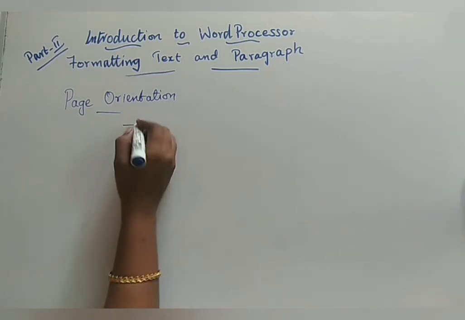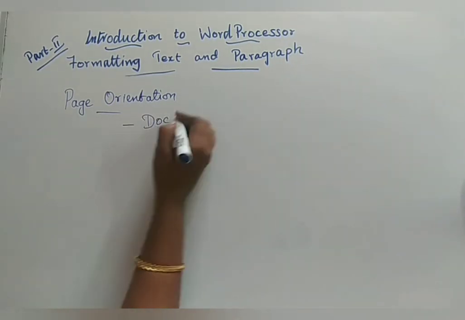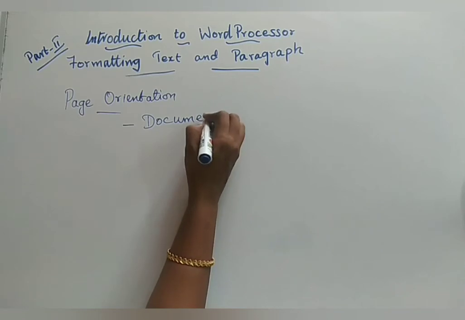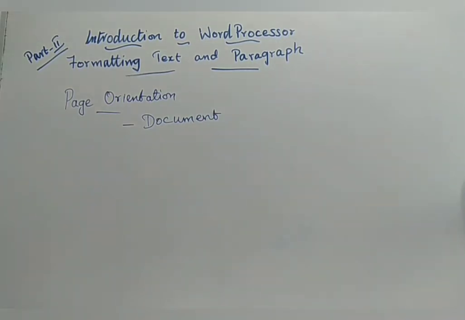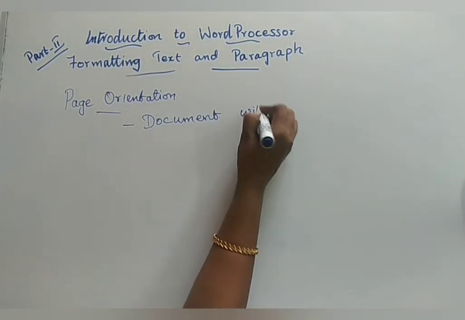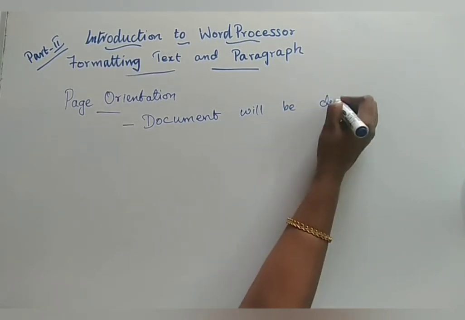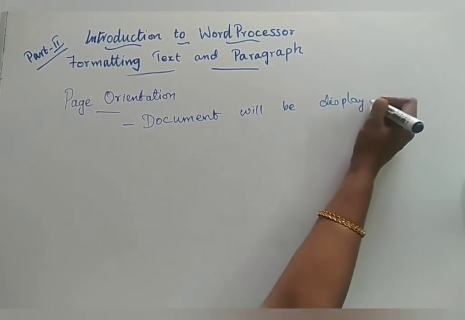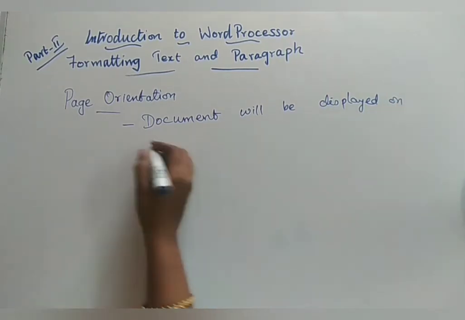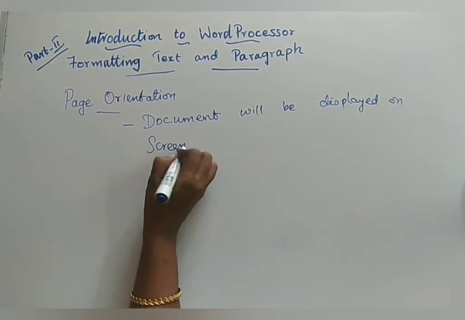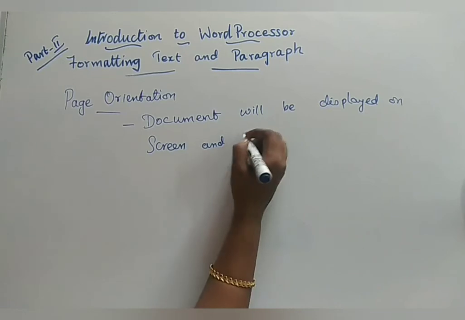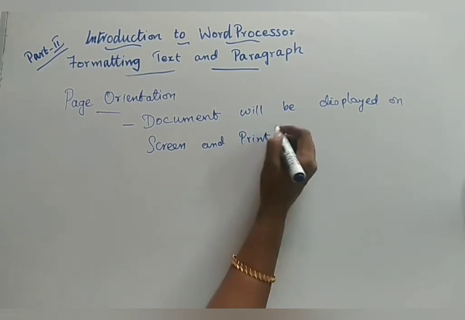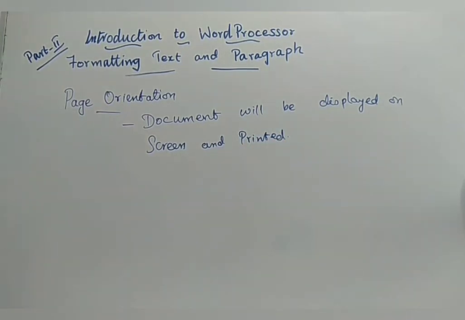refers to how the document will be displayed on screen and how it is going to be printed. So that is called your page orientation. Based upon the way that you select, the document will be displayed on the screen and it will be printed for you.